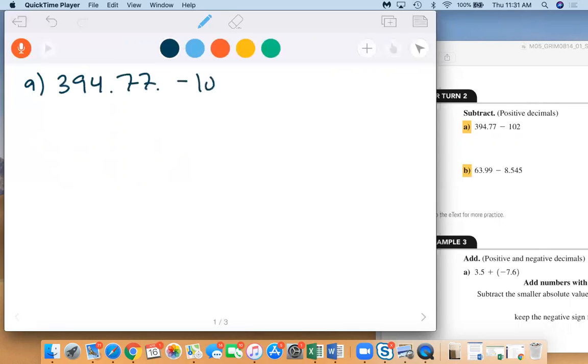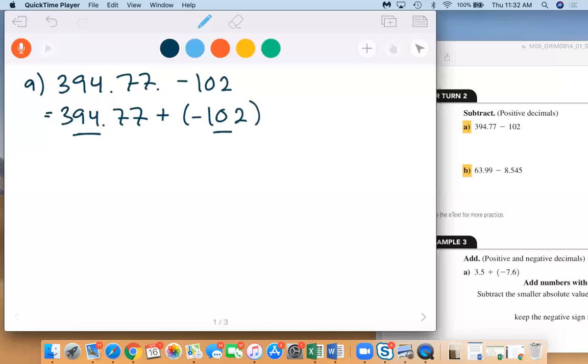All right, so here we have A, 394.77, oops, excuse me, I forgot the .77, minus 102. Didn't it say to add the opposite? So we would add the negative. Let's go ahead and switch this to an addition problem. 394.77 plus negative 102, right? So remember, in this case, we subtract the smaller absolute value from the bigger number, right? Does everybody remember that?